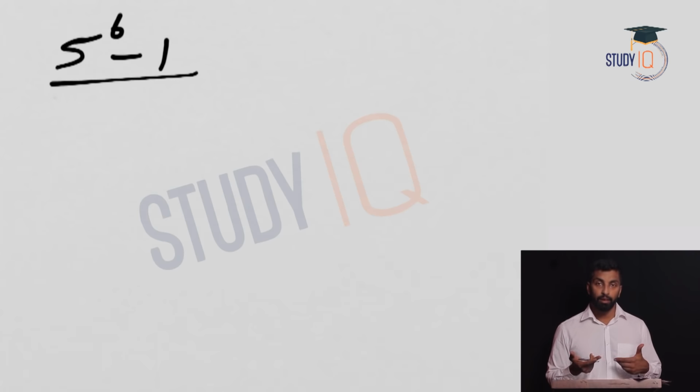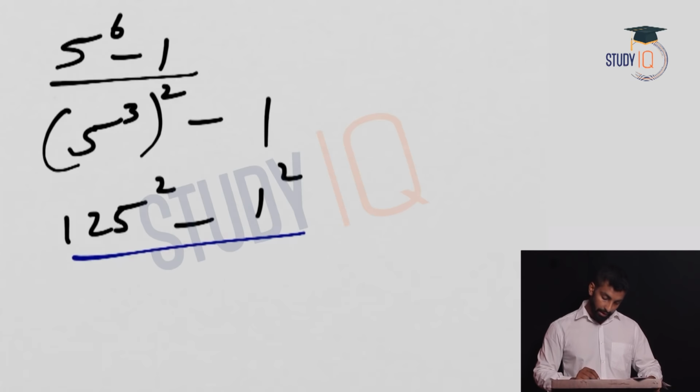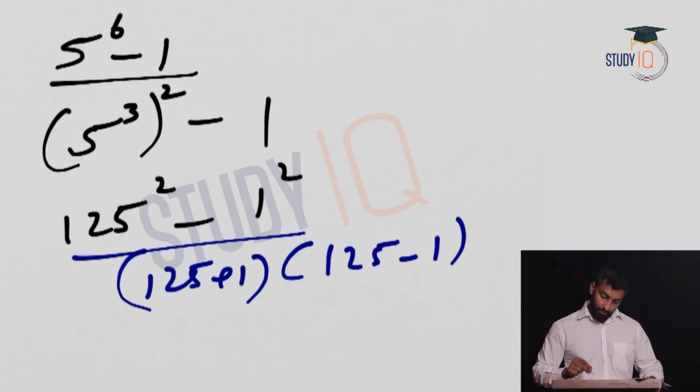So in this question, 5 raised to 6 minus 1 is divisible by which of the following, right? So how can you do it? You will write 5 raised to 6 as 5 cubed raised to 2, minus 1, which is nothing but 125 squared minus 1 squared. So this is in the format a plus b into a minus b. So you'll write it as 125 plus 1 and 125 minus 1, right?